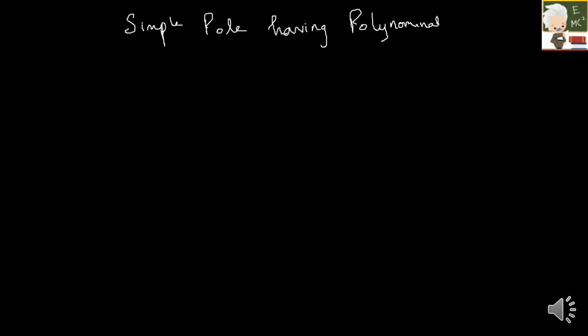Okay, let me take an example for this. f of z equal to z by z square plus 1. What is your pole here? n is 1, so you can apply my trick. Before applying the trick, you have to find your singular points. My singular points would be z equal to plus or minus i. I hope you know how to find this.